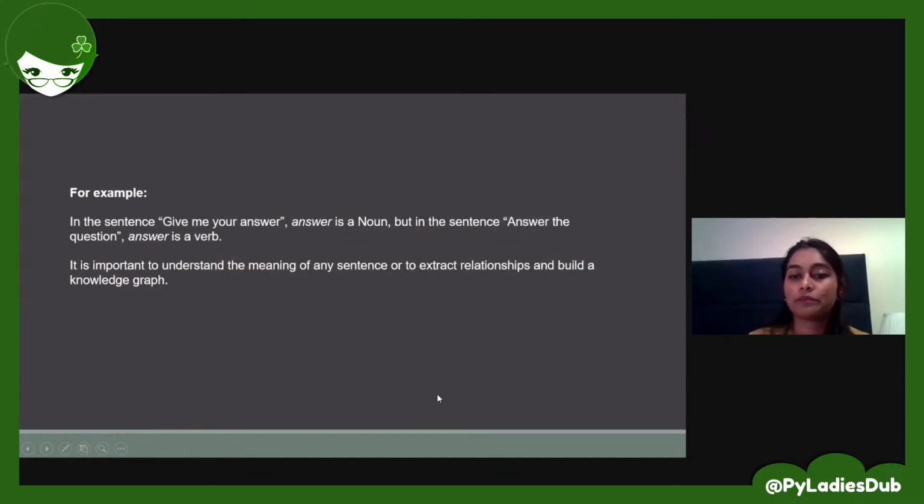As in POS tagging, for example, in the sentence "give me your answer," answer is a noun, but in the sentence "answer the question," answer is a verb. Both have the word answer, but one is a verb and one is a noun. So to convert this kind of complex paragraph into an easy format, the POS technique is used. It is very important for understanding the meaning of sentences, extracting relationships and building a knowledge graph. That's the reason POS is used. It's one of its importances.